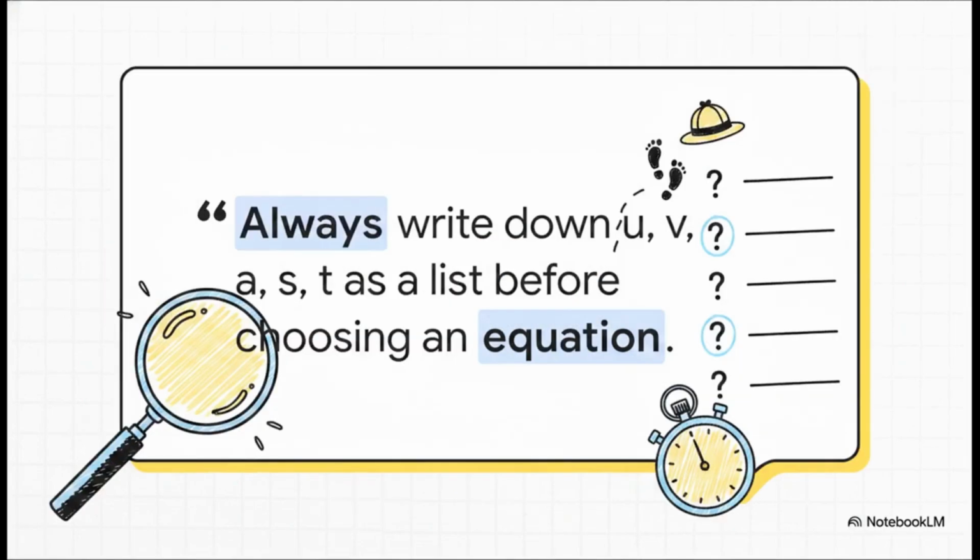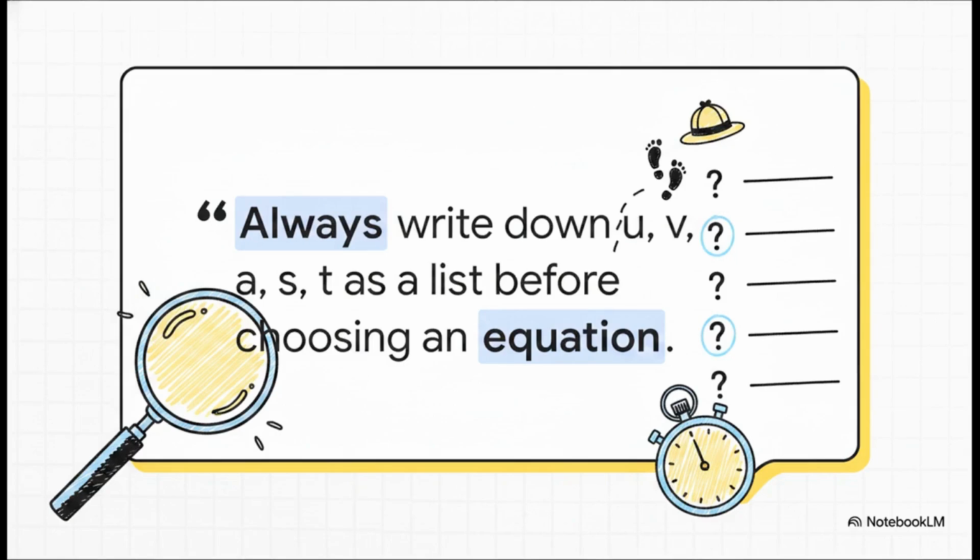Now, before we just start randomly throwing numbers into equations, we really need a system. Here is your ultimate detective's toolkit. The insider tip to absolutely mastering these cases is to always write down your 5 variables as a vertical list before you even look at a formula. That's U, V, A, S, and T. Initial velocity, final velocity, acceleration, displacement, and time. Mark your unknowns with a question mark and clearly highlight the exact quantity you're hunting for.